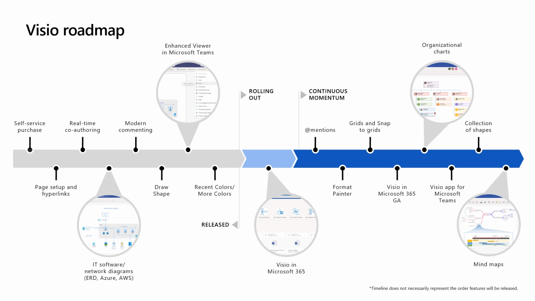Now, our future releases include enhancements to existing features like the Data Visualizer add-in for Excel and development of some entirely new ones like the Visio app for Microsoft Teams. We'll be bringing app mentions to Visio for the web so you can collaborate effectively with others, and have grids and snaps for precision diagramming. Organization charts and mind maps are some of the popular diagram types that we'll be introducing in web. Visio's momentum is at an all-time high right now, and we're not stopping anytime soon. That seems like a really exciting roadmap. I am looking forward to these capabilities in Visio for the web.